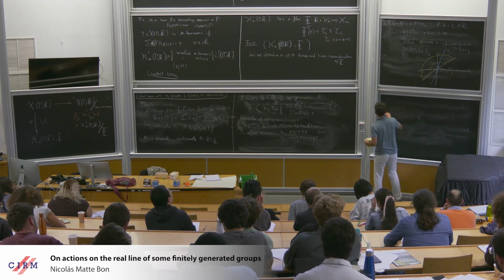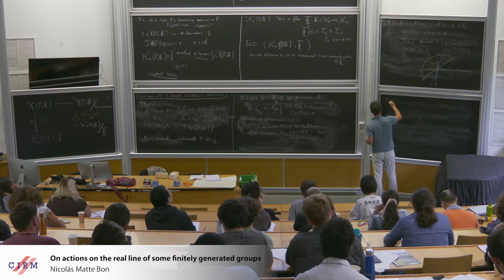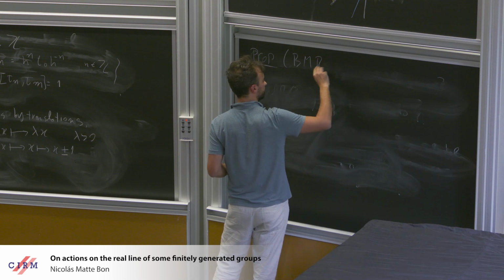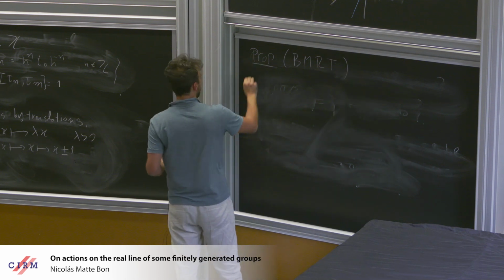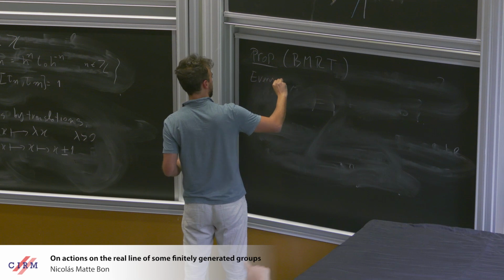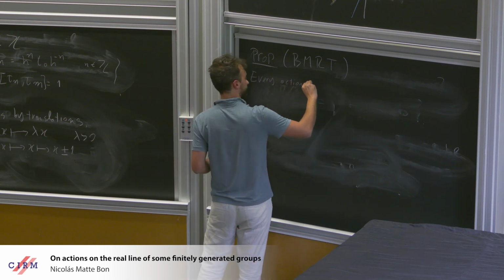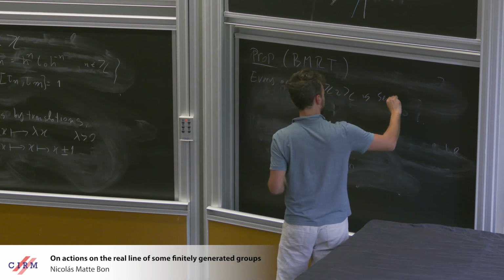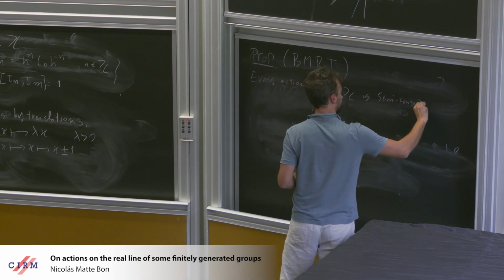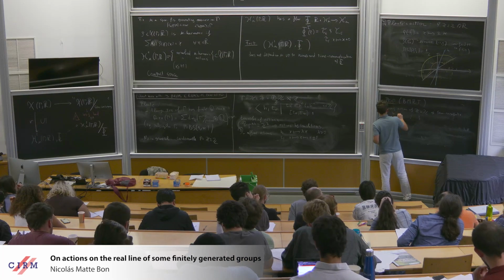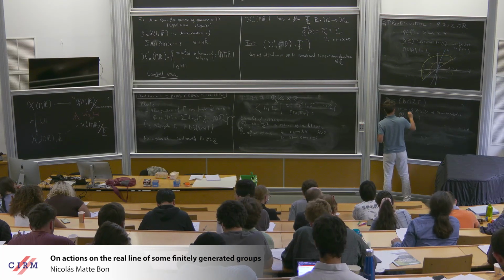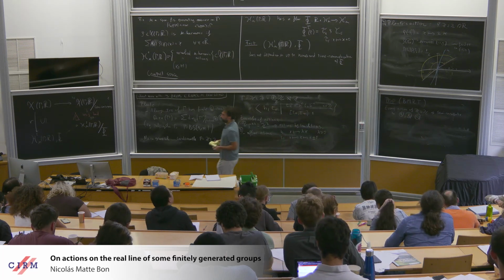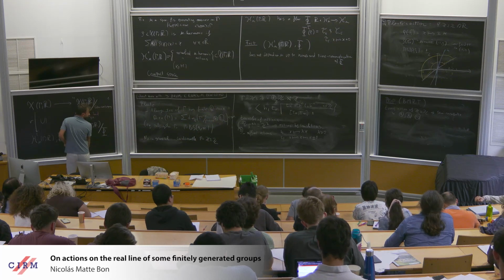Now here is a proposition that we proved: every action of Z on the line is semi-conjugate to an action in A, B, or C. These three families are exhaustive. Okay? This is a bit tedious to prove, but it's a true fact.